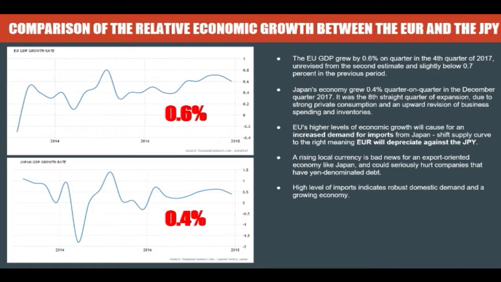With the relative growth rate between the two countries, the EU GDP grew by 0.6%, whereas Japan's economy grew by 0.4% quarter on quarter in December 2017. This was the eighth straight quarter of expansion due to strong private consumption and upward revision of business spending and inventories. The EU's higher levels of economic growth will cause further demand of increased imports from Japan, which will shift the supply curve to the right, meaning the euro will depreciate against the Japanese yen.